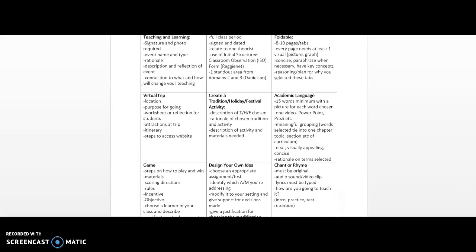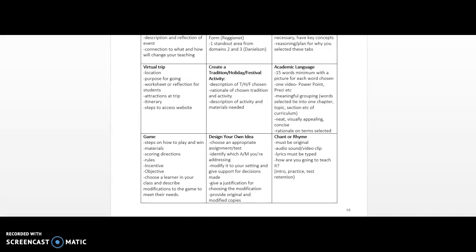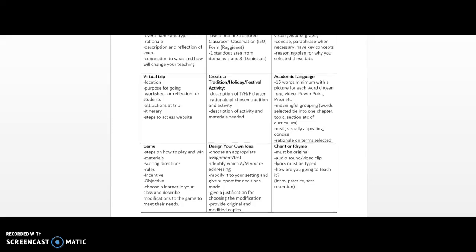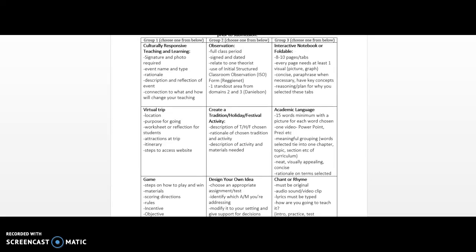The last one is the game, and it's exactly like the science standards. Steps on how to play and win, materials, scoring directions, rules, incentive, objective. Choose a learner in your class and describe the modifications to the game to meet their needs. Let's talk about the criteria for group 2.